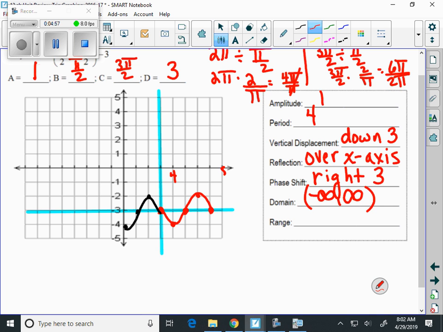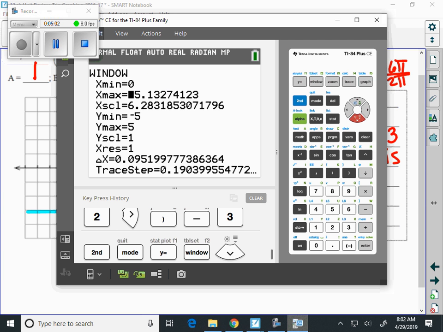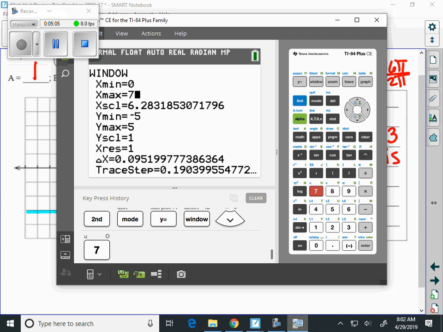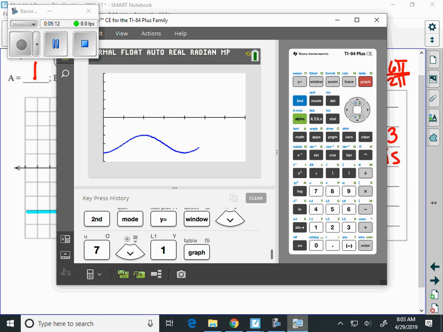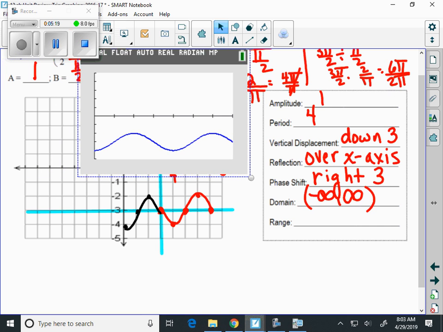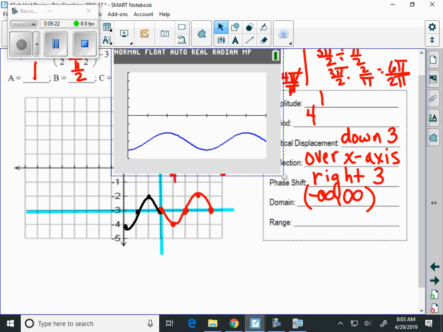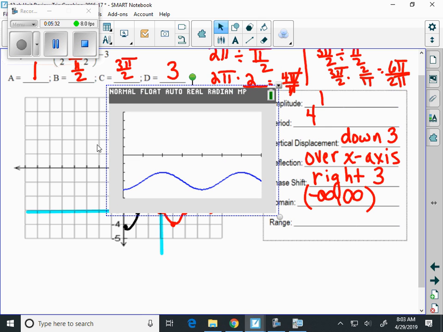So this is 8 right here. I'm going to go to 7. It's going to be 0 to 7, increments of 1, and then our graph is still negative 5 to 5. And does that match what we have here? Well, 1, 2, 3, 4 down, yep. Then we went up, and we went down, and we went up. So yes, we checked it.